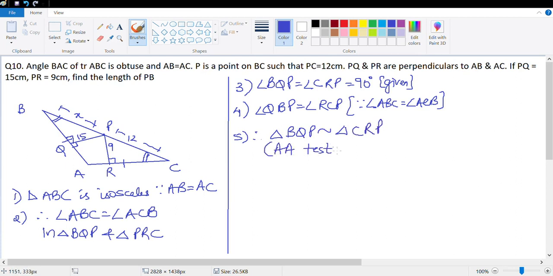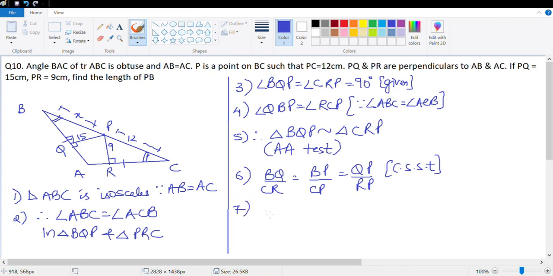Let's see if this helps us in calculating something, which would give us BQ upon CR is equal to BP upon CP is equal to QP upon RP. This is CSST. BQ not given, CR not given. BP is what we need to calculate, CP is given as 12, QP is given as 15, and RP is given as 9. So let's solve this.